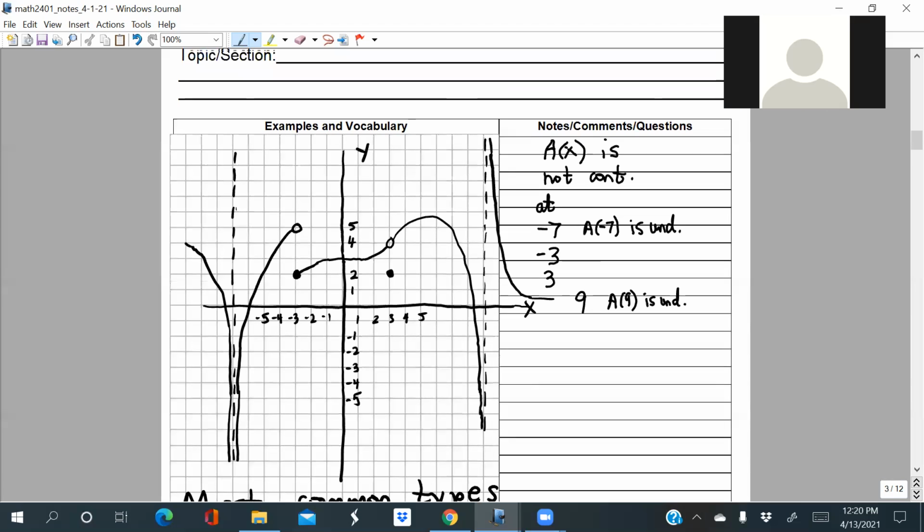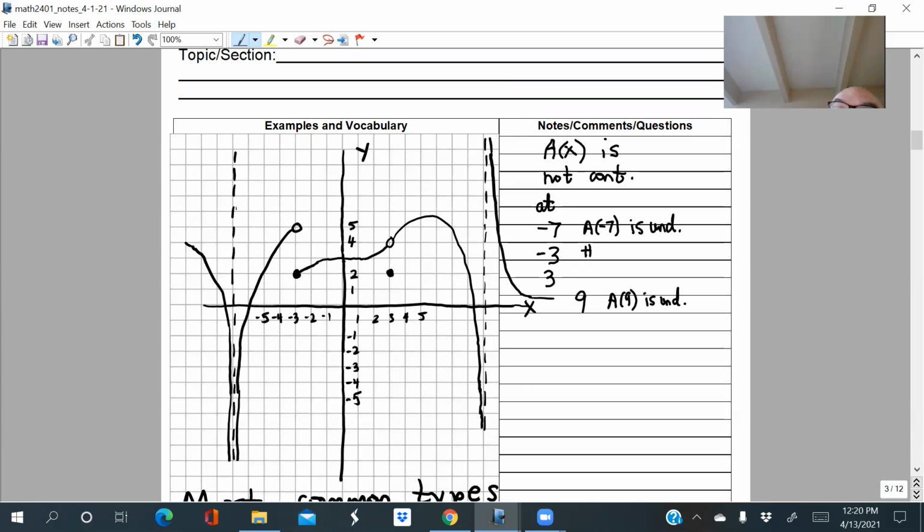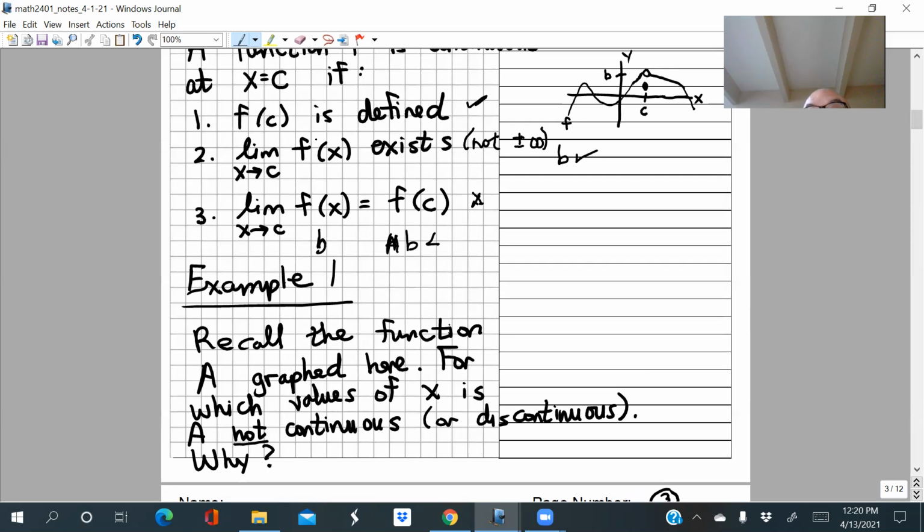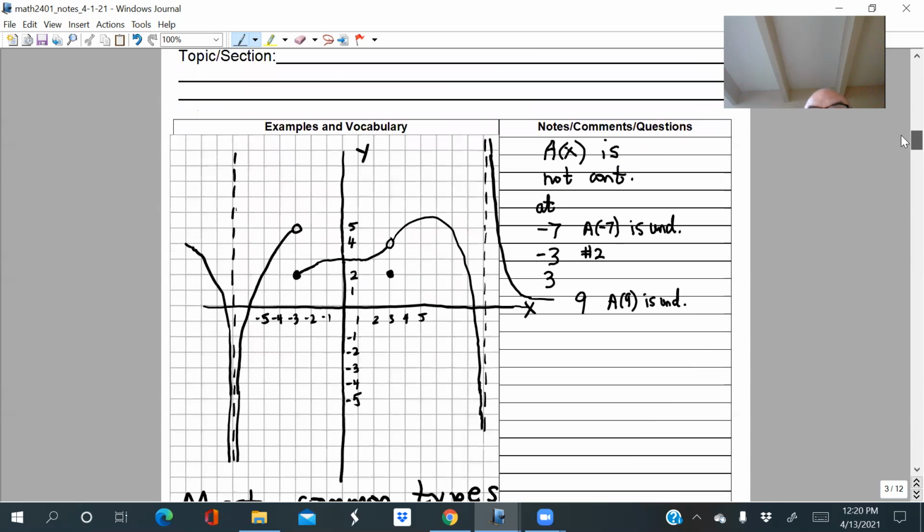Can't tell if it's 2 or 3. Well, once it's 2, then 3 is already violated. Good. So it's number 2. The limit does not exist at -3. Now, why doesn't the limit exist at -3? Because look, if you take the limit from the left-hand side, what's the limit from the left-hand side here? As you're moving from the left up to -3 on the x-axis, what's the curve going to? It's going to 5, right?